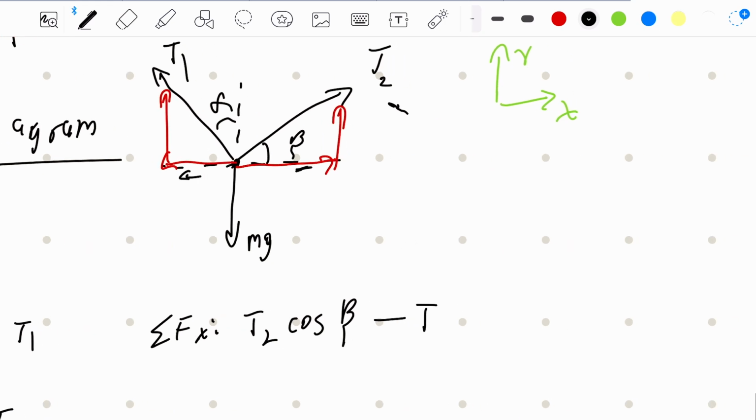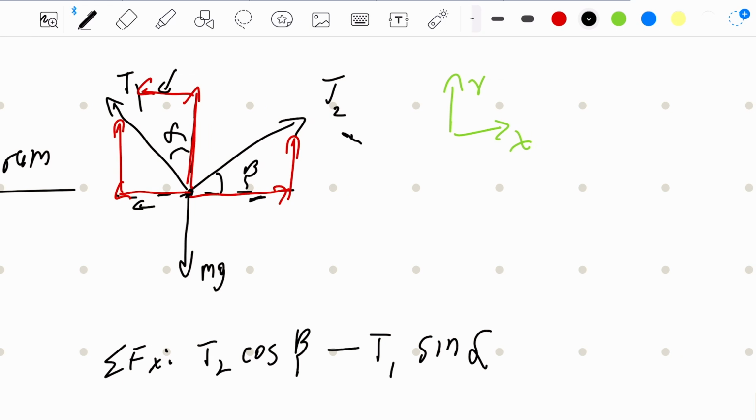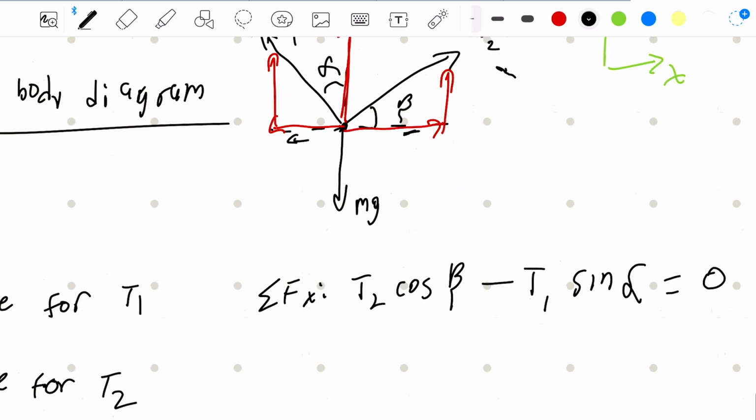Vectors. T1. Now, take a look at where the actual components are. This here is the y. This here is the x. So it'd be minus T1 sine alpha. Careful, because this is the opposite side from this angle, from the alpha angle. So it'd be minus T1 sine alpha. And that is equal to 0 because it's being just suspended, it's not moving.